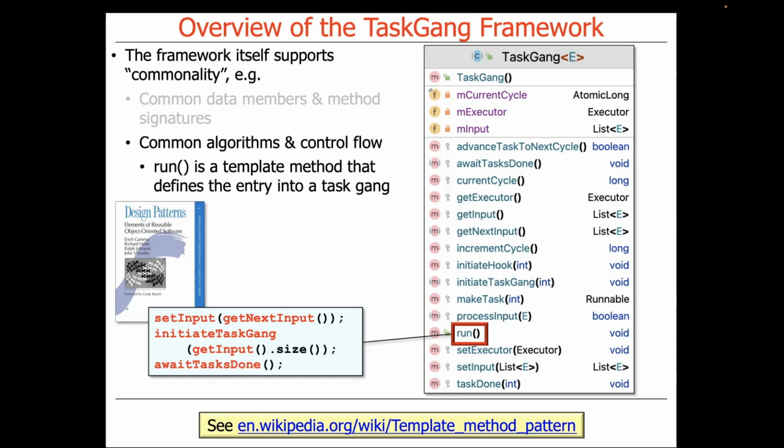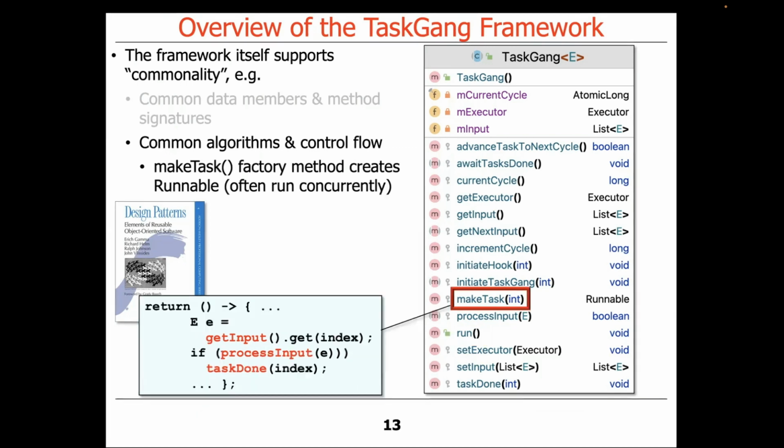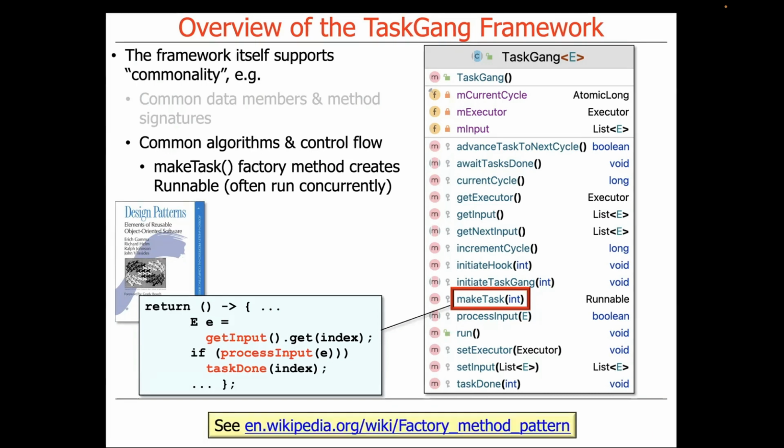Now, you can actually customize this to do other things, but that's the default behavior of the template method. Remember, a template method is a pattern that defines an algorithm and then leaves it up to the subclasses to override different steps in the algorithm. There's another method called makeTask, which is a factory method that creates a runnable. And this is often used to run concurrently. We often create runnables that will run concurrently. And this, of course, implements the good old factory method pattern from the Gang of Four book. And you can see it's also got a bit of template method here too, because you get the input and you process the input, and then you call task done. But I'm primarily focusing on this as a factory method, something that makes something.